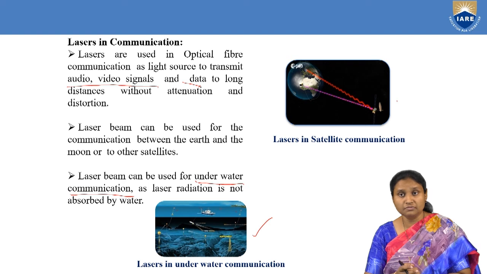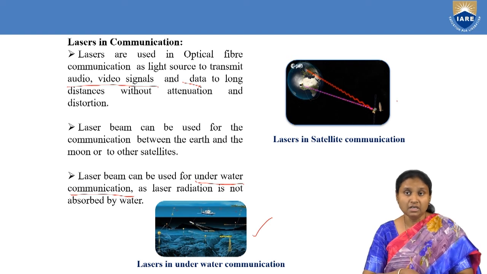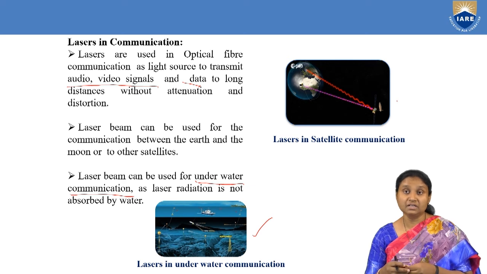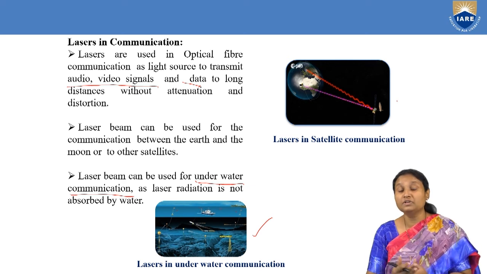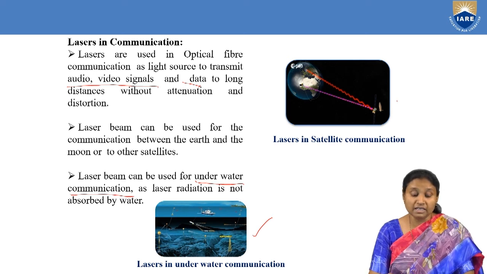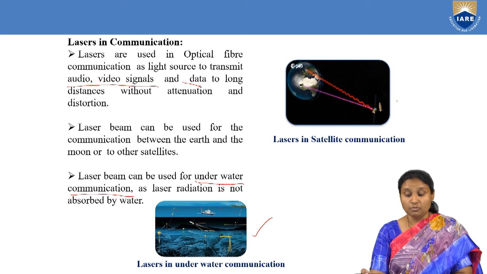In order to know direction, we can also make use of laser light, and in order to find any crafts or any spacecrafts that are there, that also we can find, and with how much velocity they are moving, that information also we can get from the laser light, because they are not absorbed by the water.